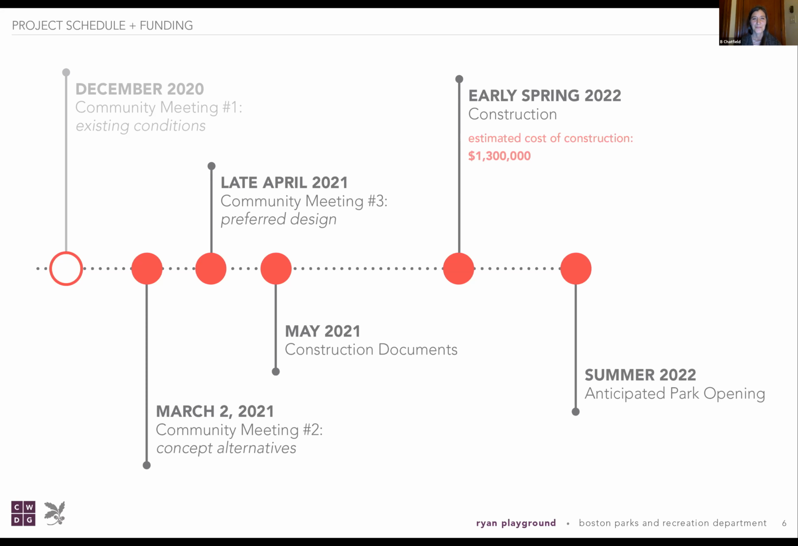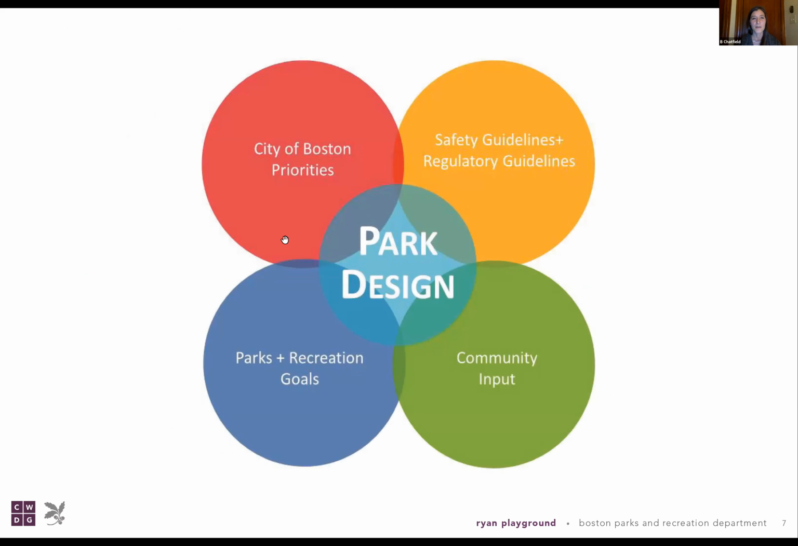So we could go to the next slide. Here we have, when we design a park, just a quick overview, the City of Boston priorities that we're trying to include. We are also always addressing safety guidelines and regulatory guidelines. This piece tonight is our community input. We have a robust community process where we try to include as many people as possible in the community and let us know what you want to see in your park. And then we also have parks and recreation goals.